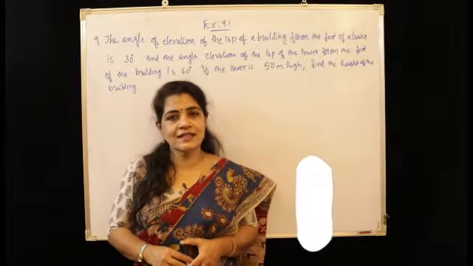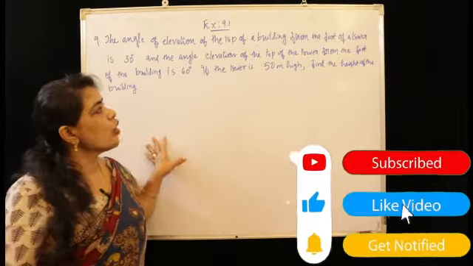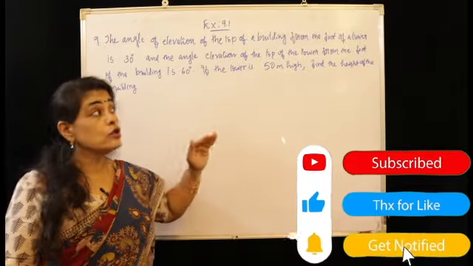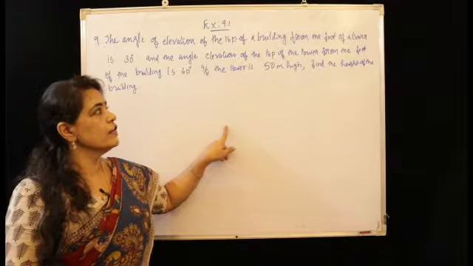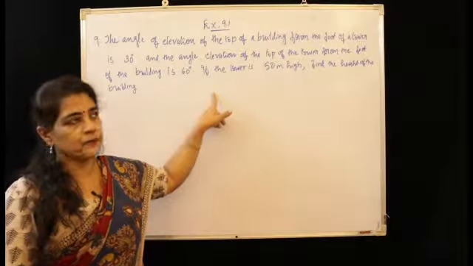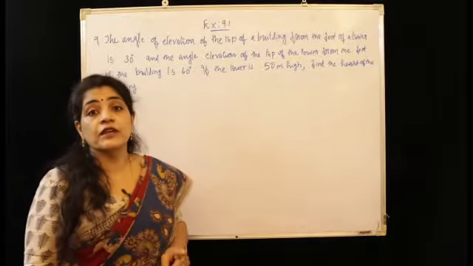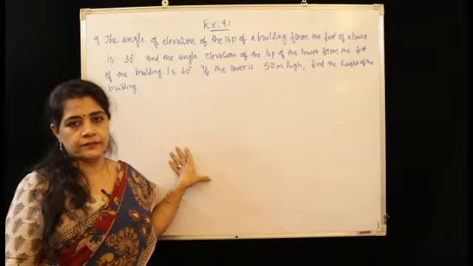We are continuing exercise 9.1, question number 9. The angle of elevation of the top of a building from the foot of a tower is 30 degrees, and the angle of elevation of the top of the tower from the foot of the building is 60 degrees. If the tower is 50 meters in height, find the height of the building.